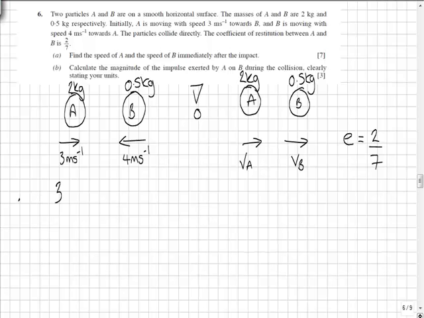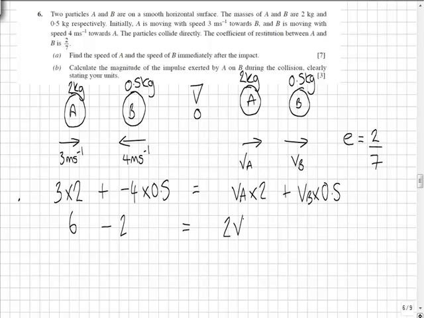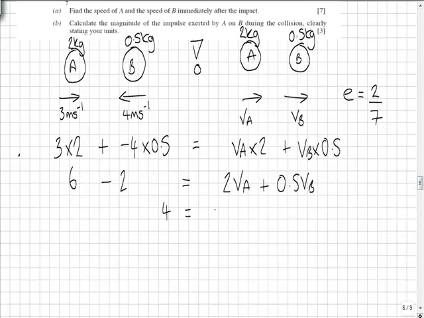So momentum of A is 3 times 2, velocity times mass, or mass times velocity, plus minus 4 times a half. That takes into account that B is moving towards A. We'll take left to right as being the positive direction, equal to VA times 2 plus VB times a half. So rearranging, we got 6 minus 2 is equal to 2 VA plus a half VB. And eventually we get to 4 is equal to 2 VA plus a half VB.